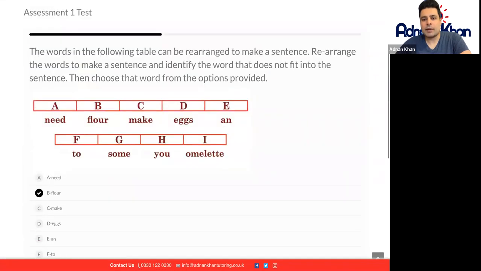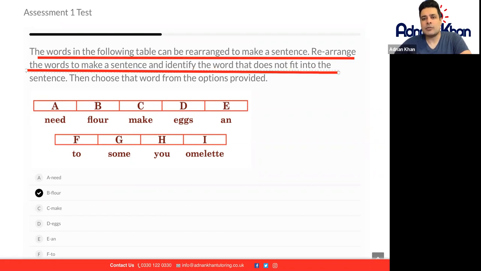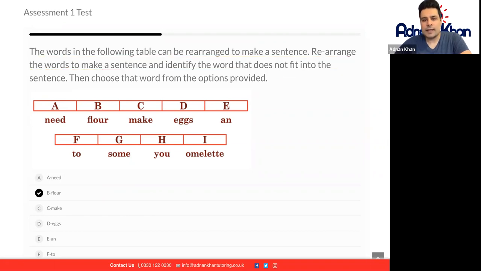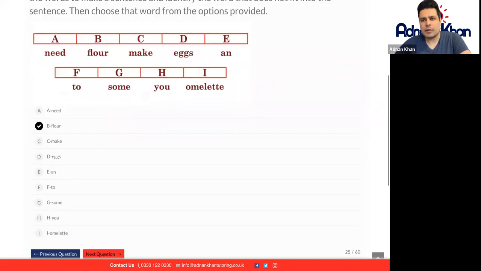Again, the same thing applies here. The words in the following table can be rearranged to make a sentence. Rearrange the words to make a sentence and identify the word that does not fit into the sentence itself. So let's see what happens here. So in this case, let's have a look at these words.